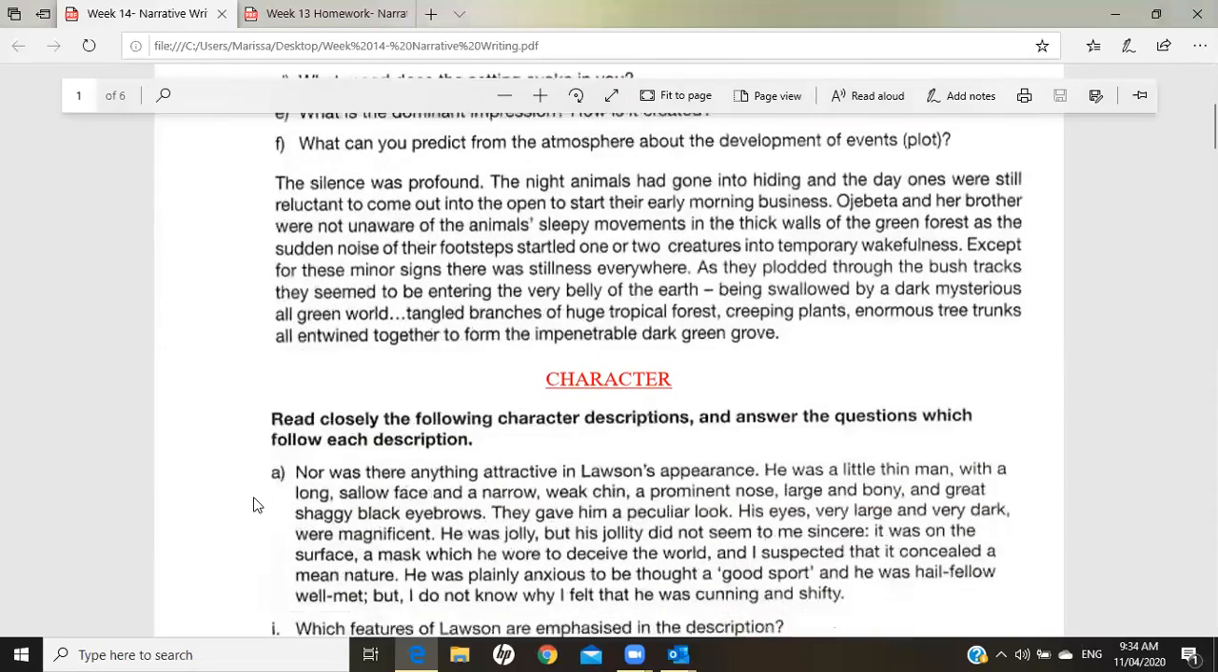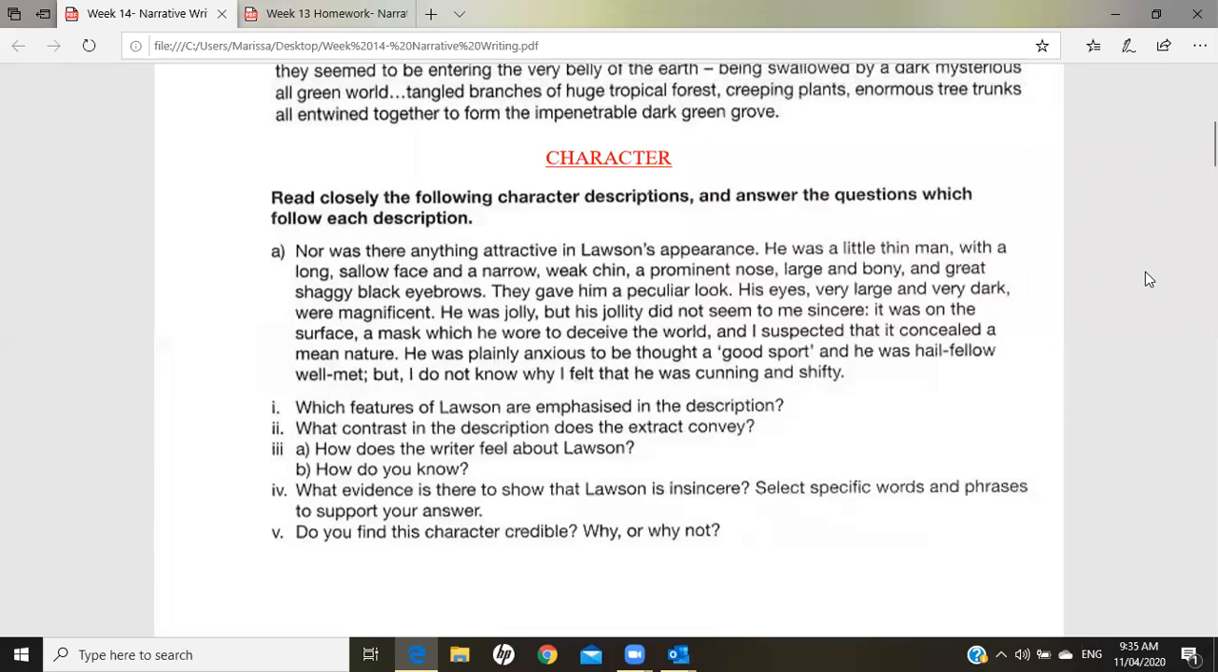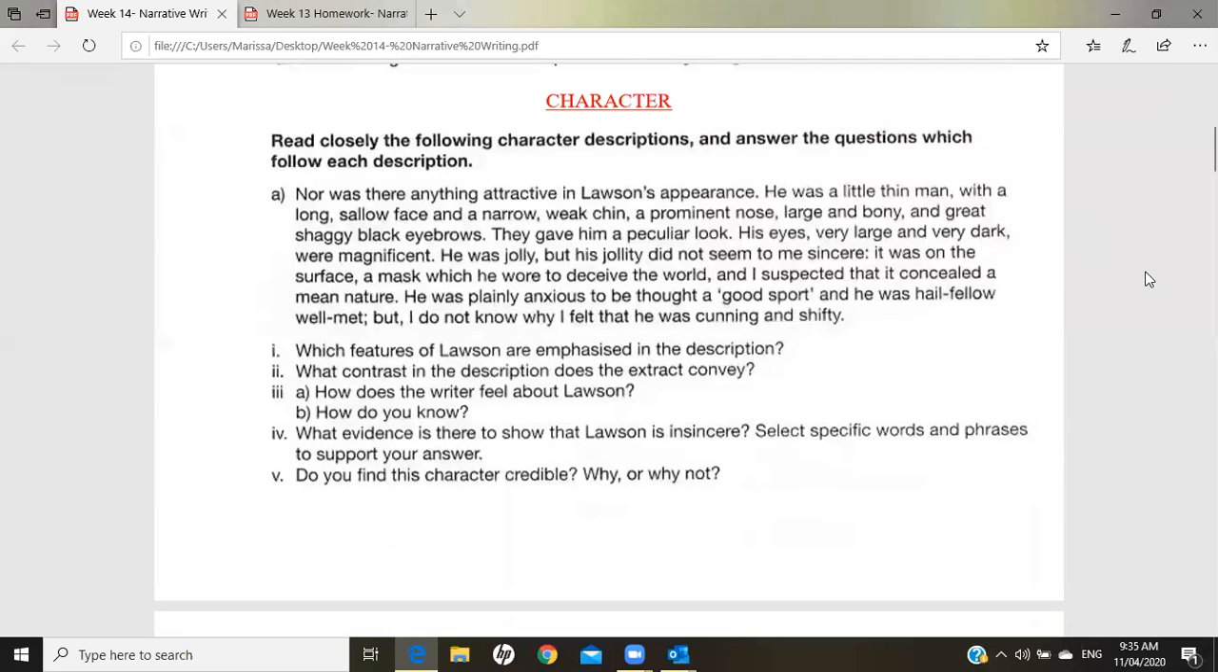So let's look at the second one. The second one is on character. So remember, character is very important because we need to have people in our story or animals or things in our stories. So it says, read closely the following character descriptions and answer the questions which follow each description. So as usual, we're going to read the questions first, and then we would read the paragraph afterwards.